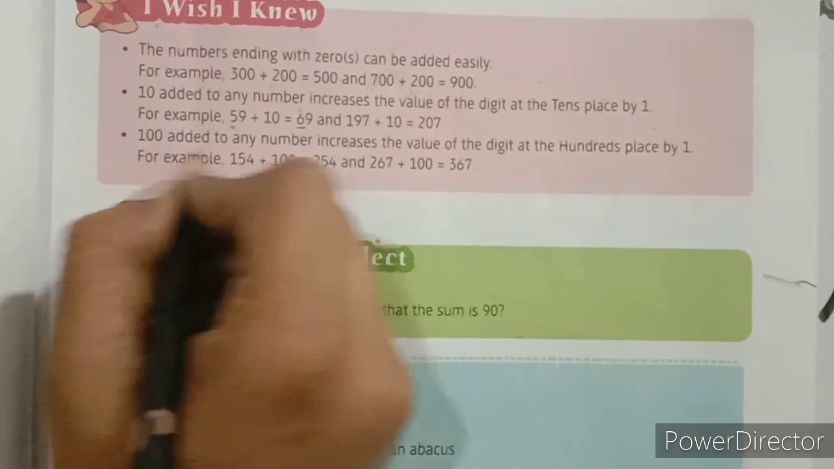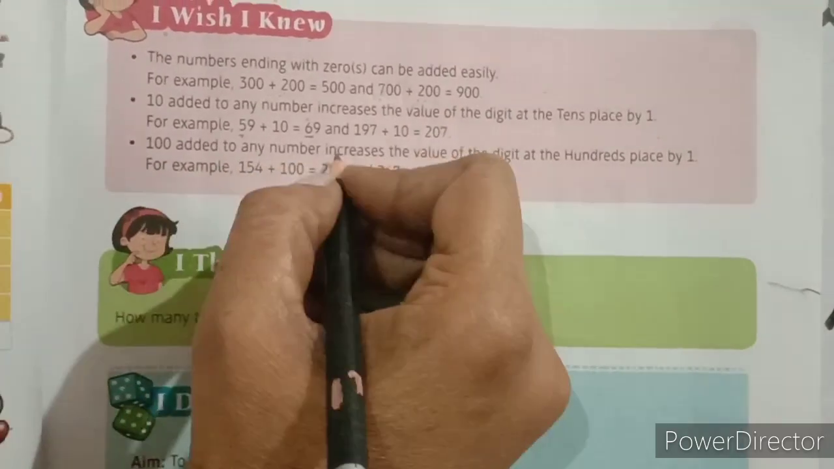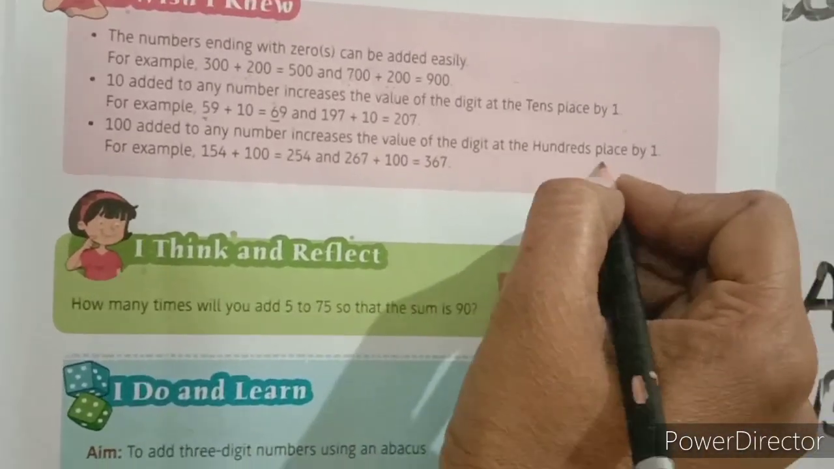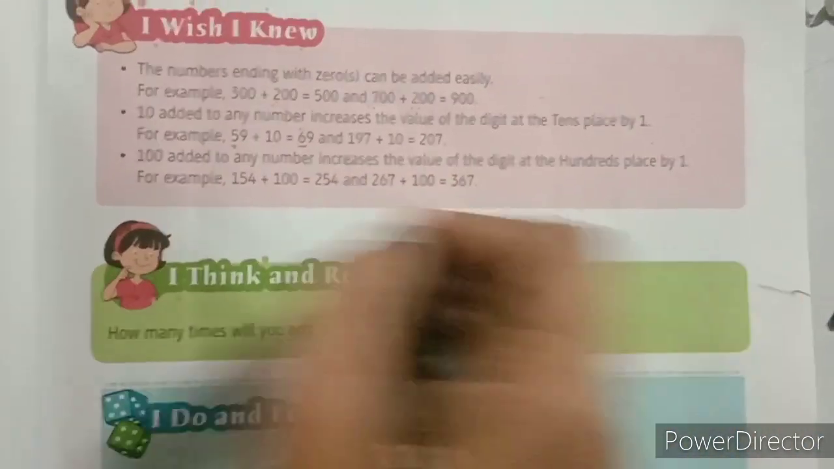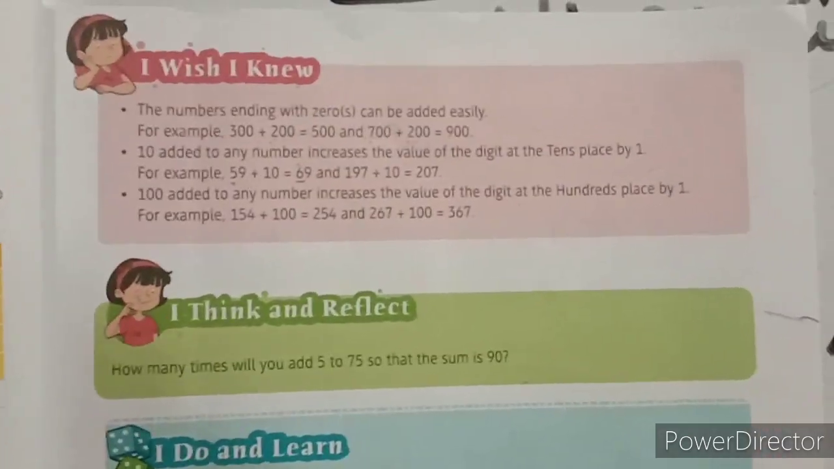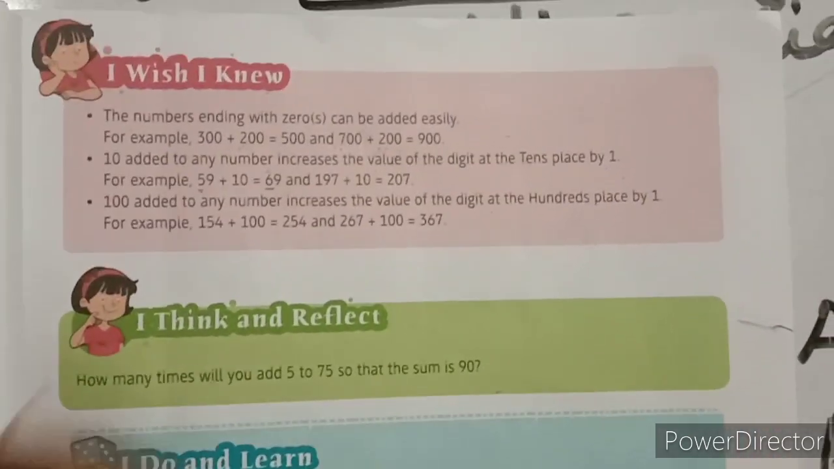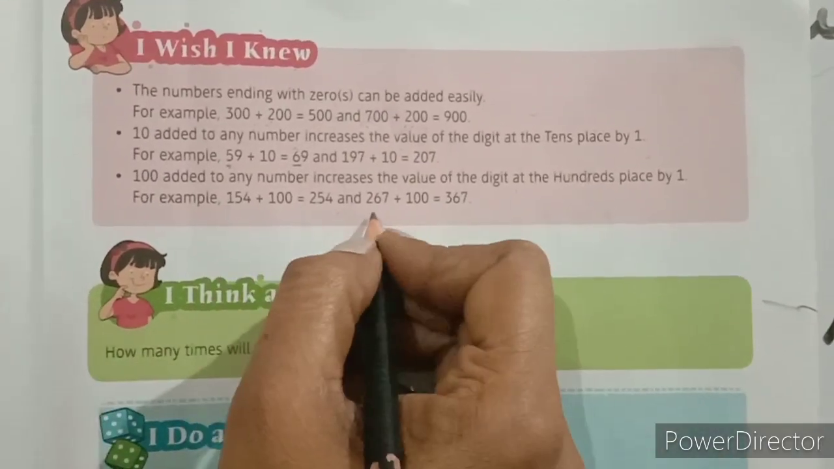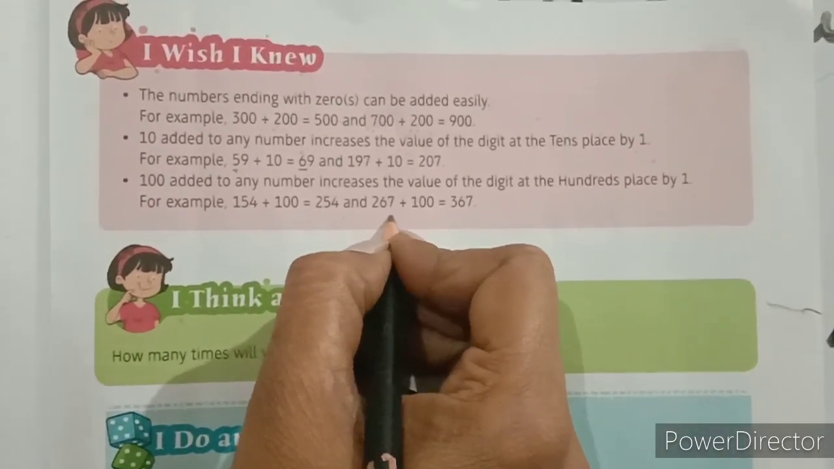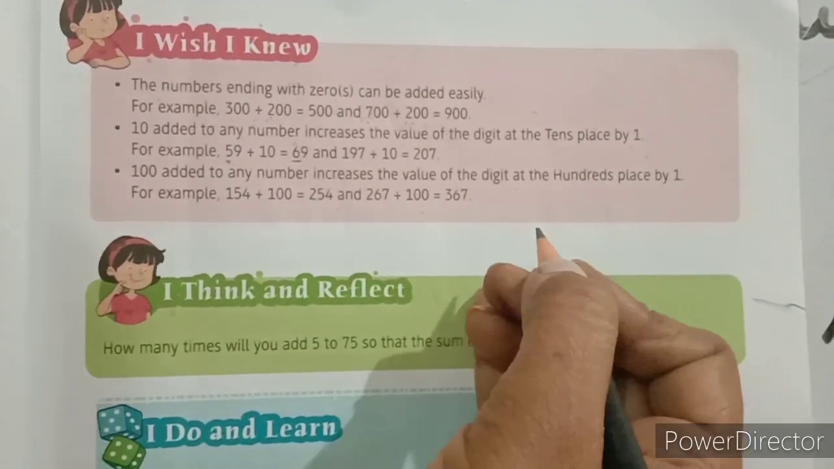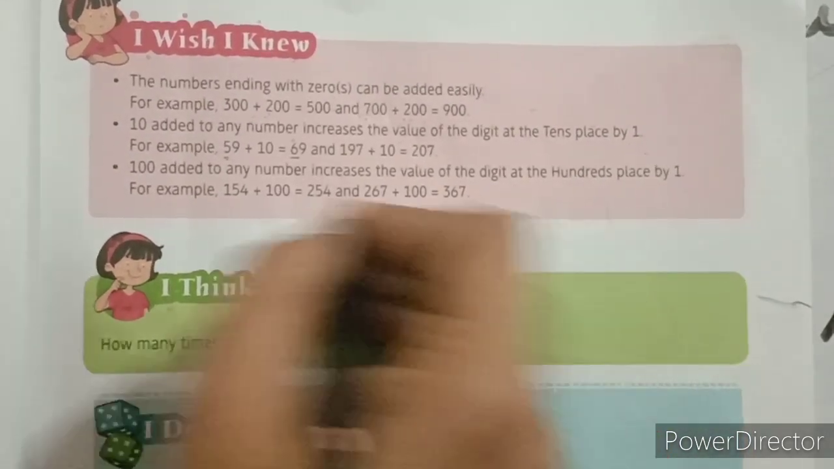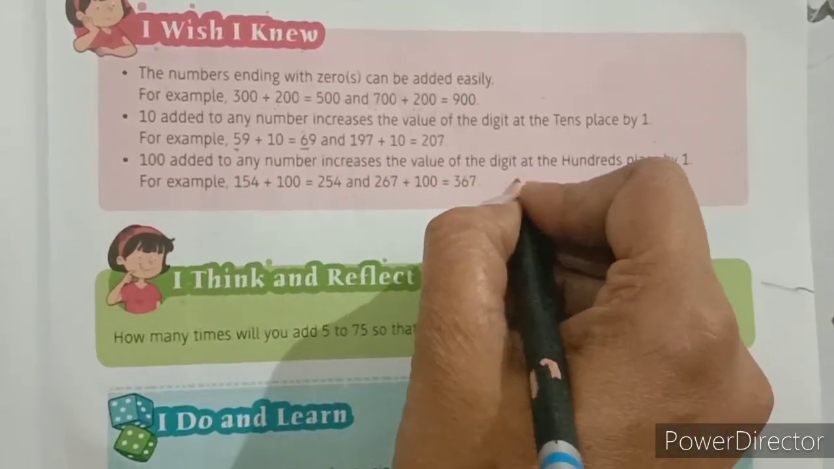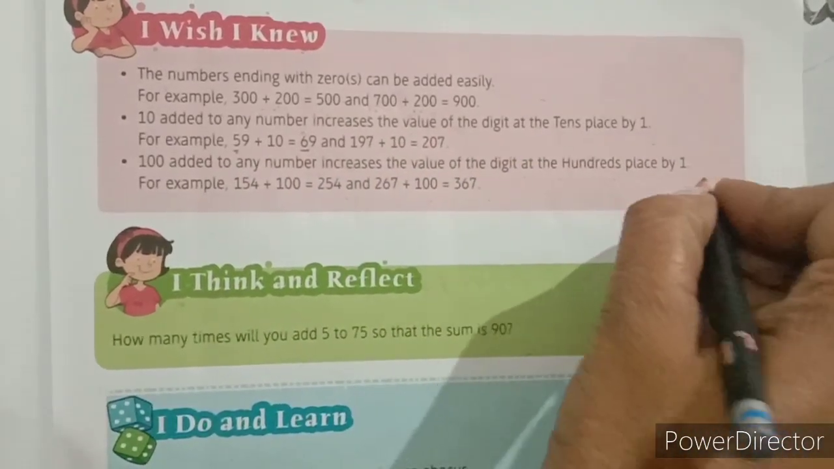See, next, 100 added to any number increases the value of the digit at the hundreds place by 1. For example, 154 plus 100 is 254. And 267 plus 100 is equal to 367. See, 100 added to any number increases the value of the digit at the hundreds place by 1.